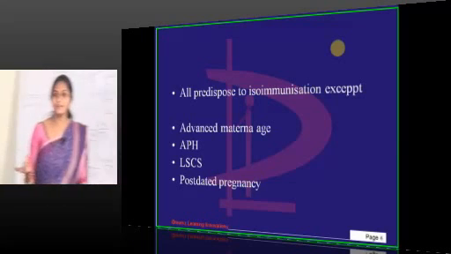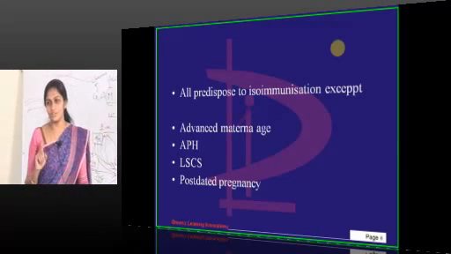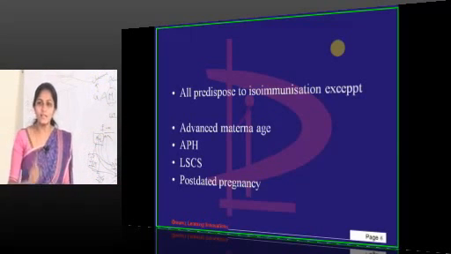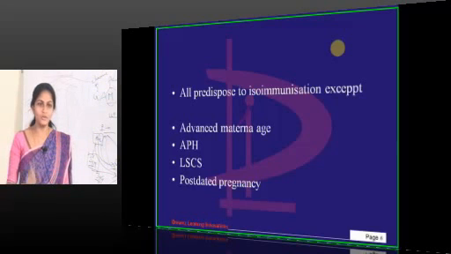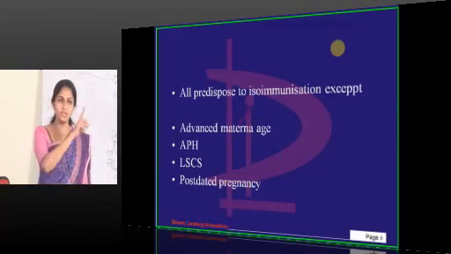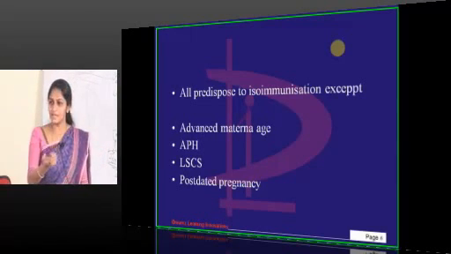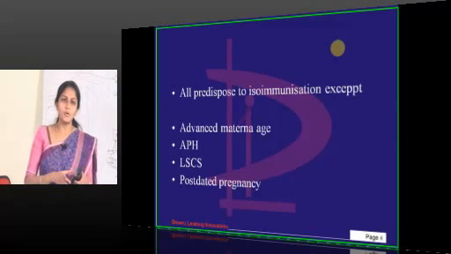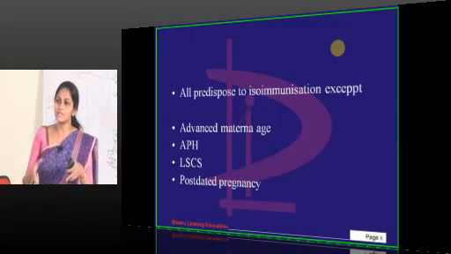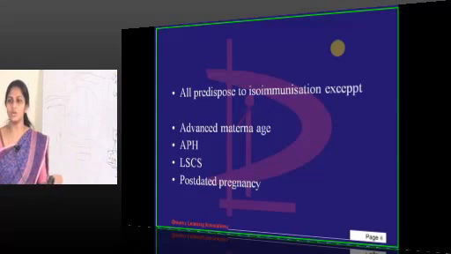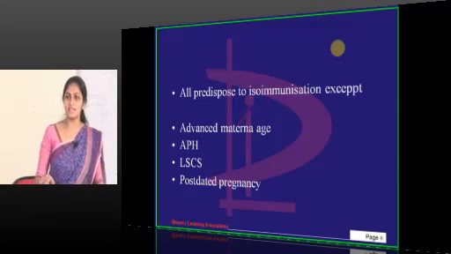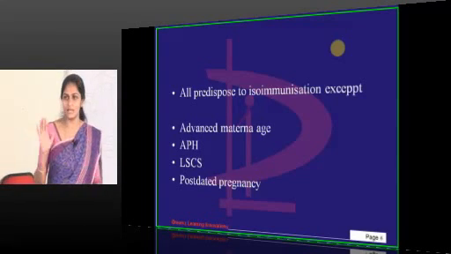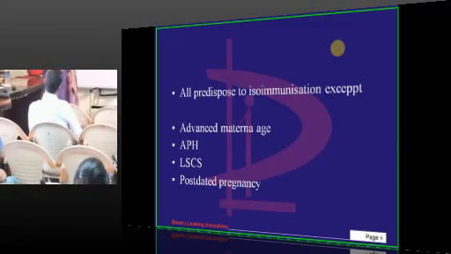Why not post-dated? What did I tell you? It's not only during labor and not only during bleeding, but even during the antenatal period, there can be sensitization. So in the post-dated case, what is going to happen? The baby is going to remain inside the mother for a longer duration. So sensitization can occur even during that period, but it is nowhere related to age. Is it clear?